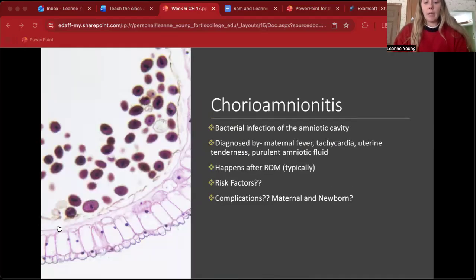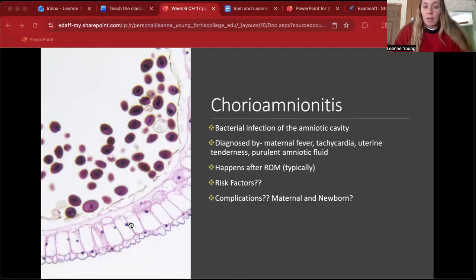So we talked about chorioamnionitis as being our biggest complication of preterm rupture of membranes. This is a bacterial infection of the amniotic cavity. Okay, it is diagnosed by maternal fever, tachycardia, uterine tenderness, and purulent amniotic fluid. It typically happens after rupture of membranes because some type of infectious agent would have had to been introduced to that amniotic cavity. Risk factors for chorio include a long labor. So if a mom's been laboring for a really long time, if she had those prolonged rupture of membranes, so her water has been broke typically over 48 hours, we start to worry about chorio.